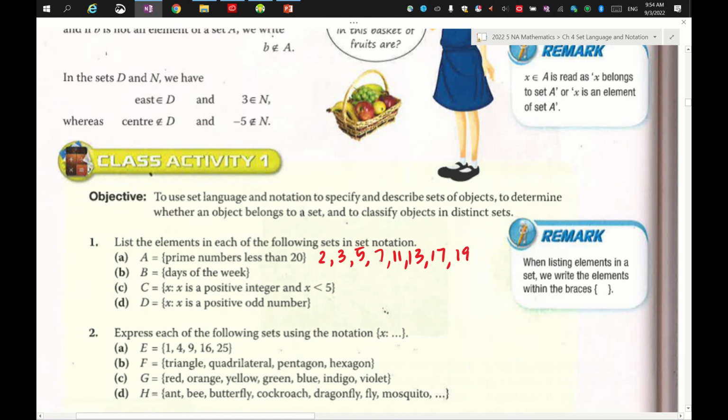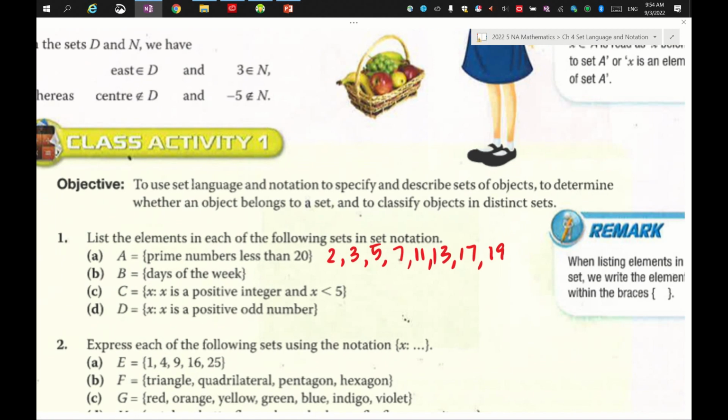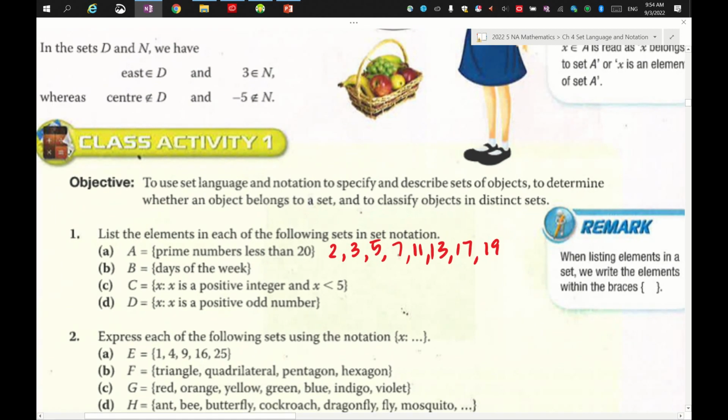Okay, next, set B. What do we have? Monday. Oh yeah, this one is easy. Next. Tuesday. Wednesday. Blah blah blah. Okay, I don't want to do that, it wastes time, right?